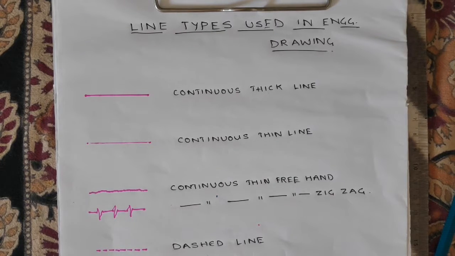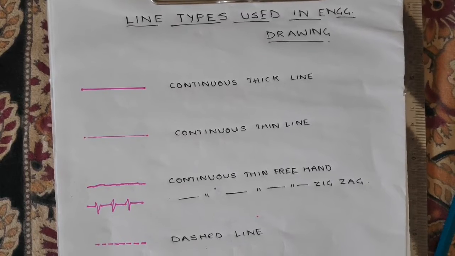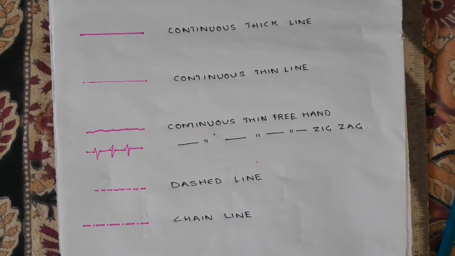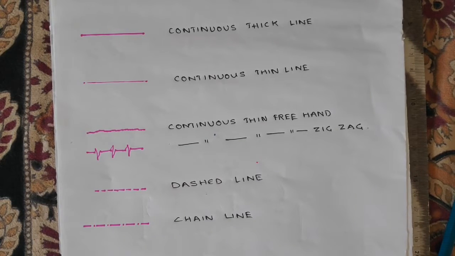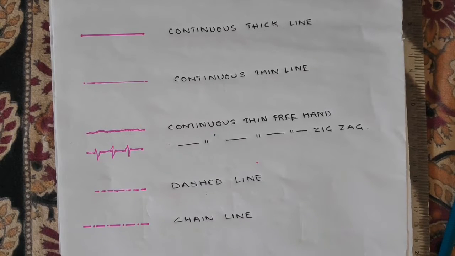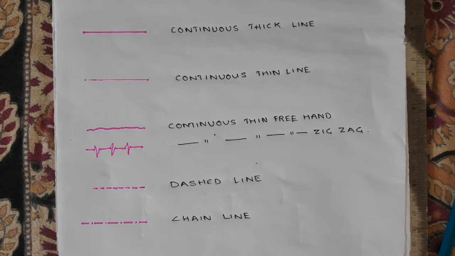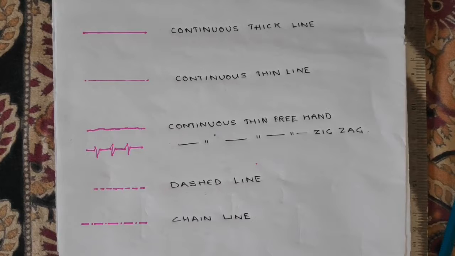The most commonly used lines in engineering drawing are, as you can see below, the continuous thick line, continuous thin line, continuous thin freehand line, continuous thin zigzag line, a dashed line and a chain line. So in this video we will see what are the different applications of these line types.